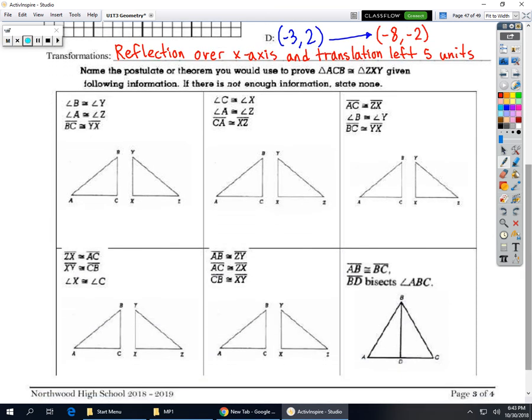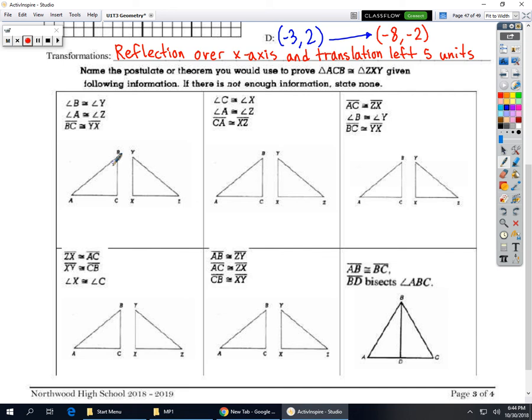All right, here's a whole bunch of angle, all that stuff. Name the postulate or theorem that you would use to prove they're congruent, given the following information. If there isn't enough information, we're going to write none. So, right, this is where you need to label all your triangles. You clearly can't say they're congruent unless you put all this stuff in.